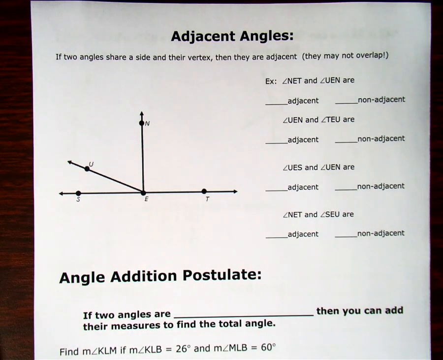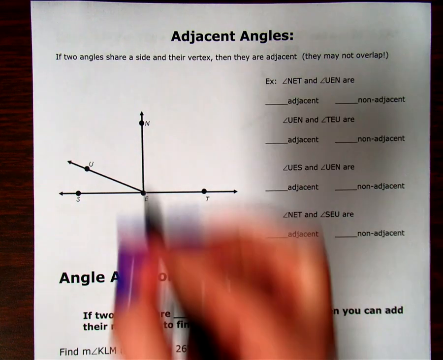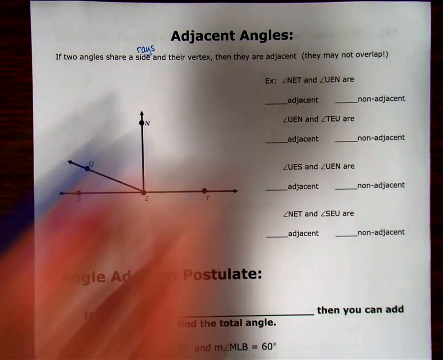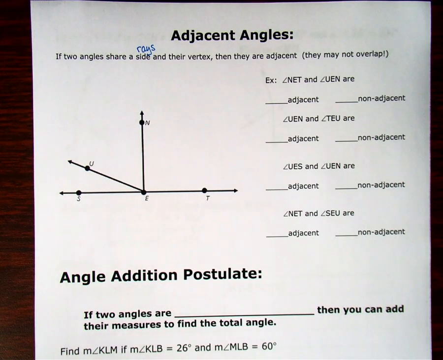Today we're going to talk about adjacent angles. We reviewed naming angles, measuring angles, and classifying angles in the last lesson. Today we're going to move on to what we call adjacent angles. If two angles share a side and a vertex, then they are adjacent. Remember, the sides are the rays, and the vertex is the point where the two rays come together.